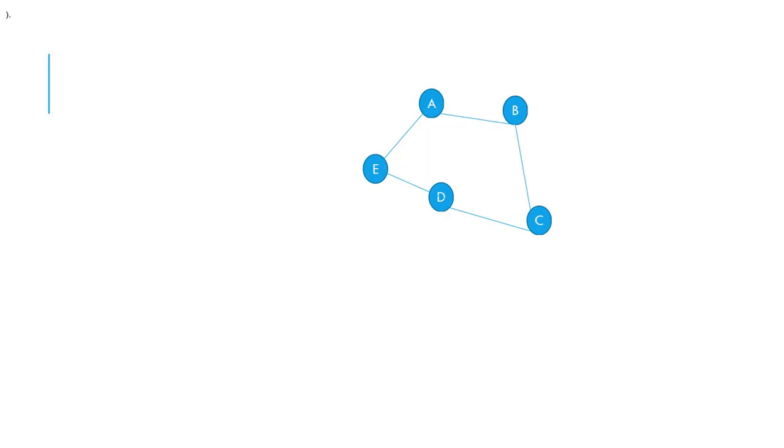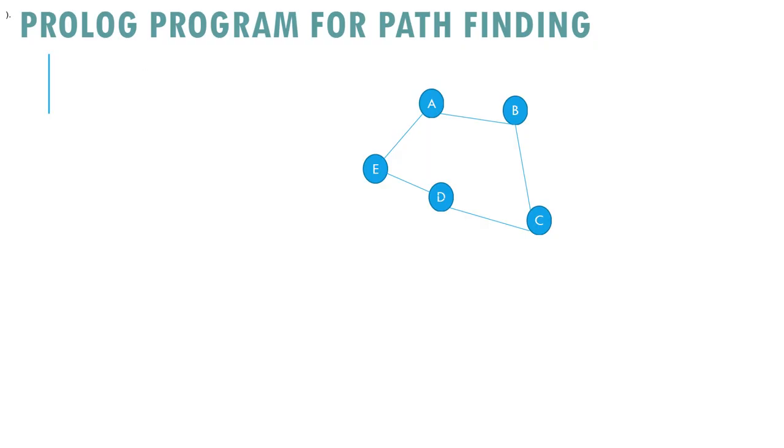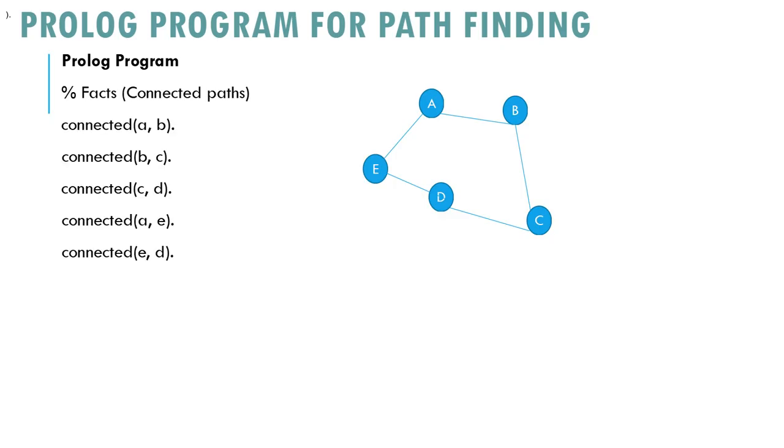Now we can see the simple program for path finding for a given graph. First, we define the facts using the connected predicate. For example, connected(A, B) means there is a direct path from point A to point B. Similarly, there are connections between other points such as B to C, C to D, and A to E.